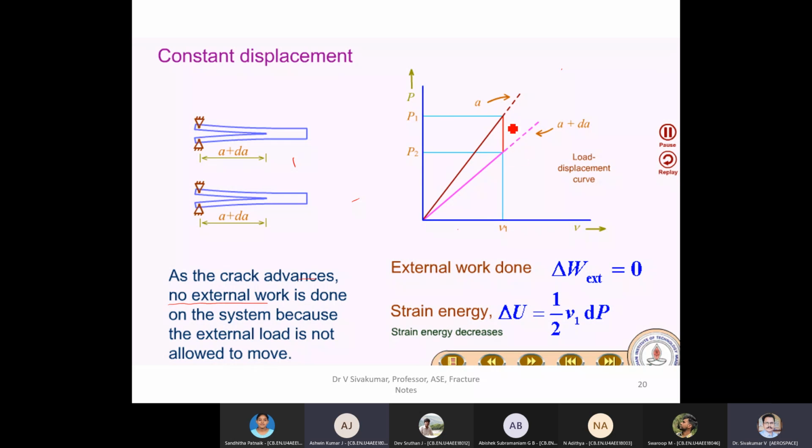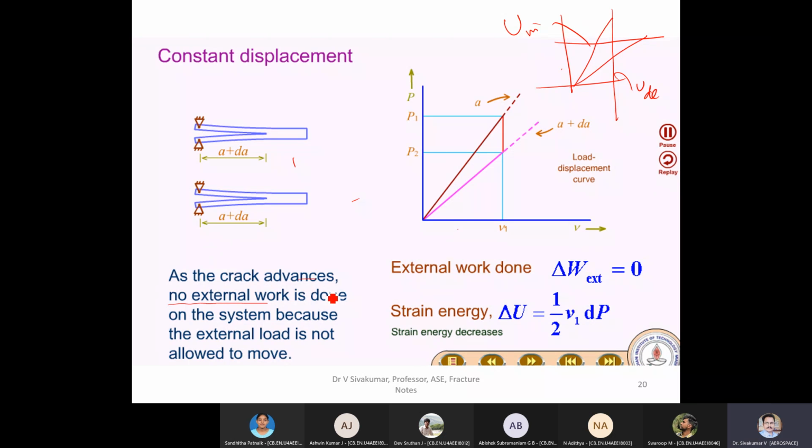Same setup, same experiment, same set of data, same plot. How you're going actually, that is important. The plot is like this only. You go, this is constant load. You go, constant displacement. In this case, energy is decreasing. In this case, energy is increasing. That is what the study says.